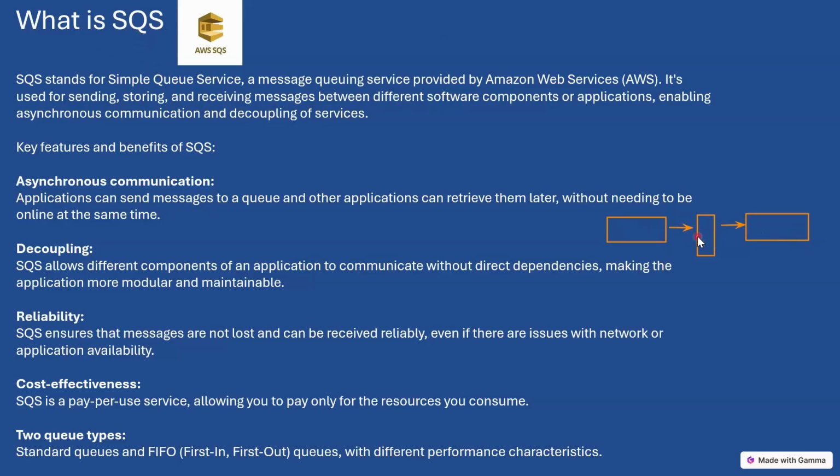When I'm saying asynchronous messaging and decoupling of service, now this service and this service are decoupled. They are not dependent on each other, right? And the moment, let's say my service A gives some message to this service, and the message is pulled by, let's say, this service.